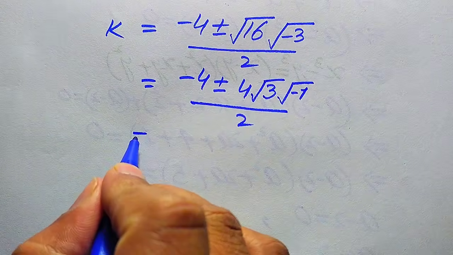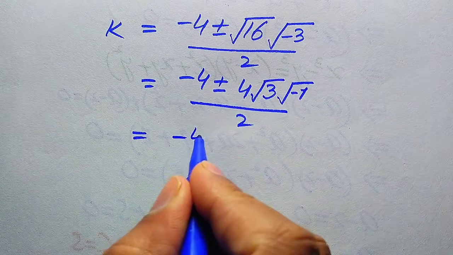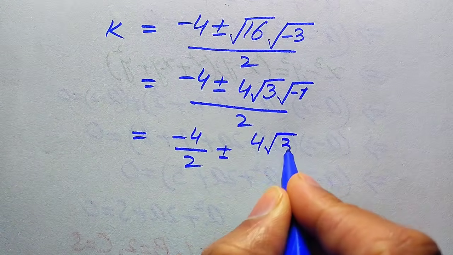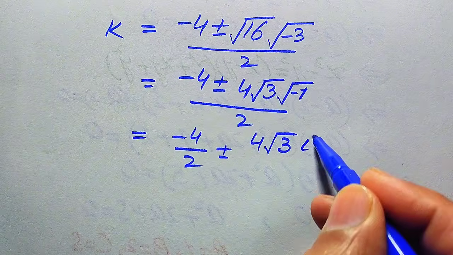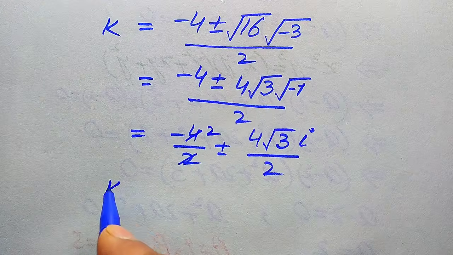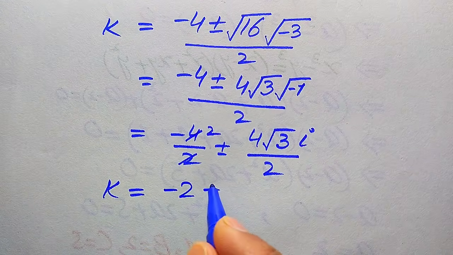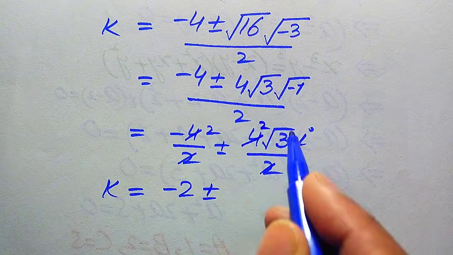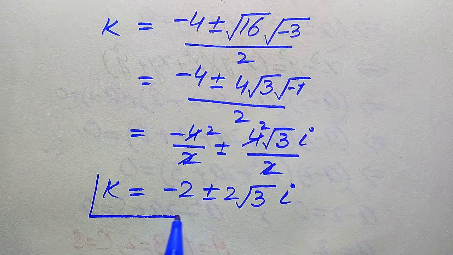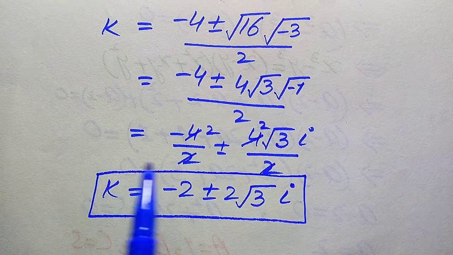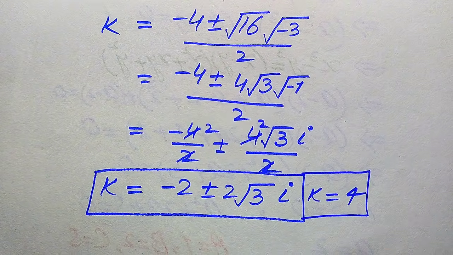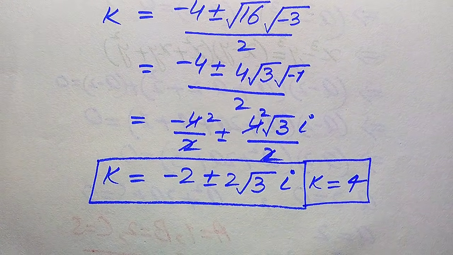And in the next step we need to break this fraction, and when we break it, it becomes minus 4 divided by 2 plus minus 4 times the square root of 3. We know that the square root of minus 1 becomes iota, divided by 2, and we have 2 times 2 becomes 4, and we obtain the value of k equals minus 2 plus minus 2 times the square root of 3 times iota. So these are the other two complex roots of the given equation, and we have only one real root, k equals 4. So these are the three roots of the given equation, and this is the final answer.